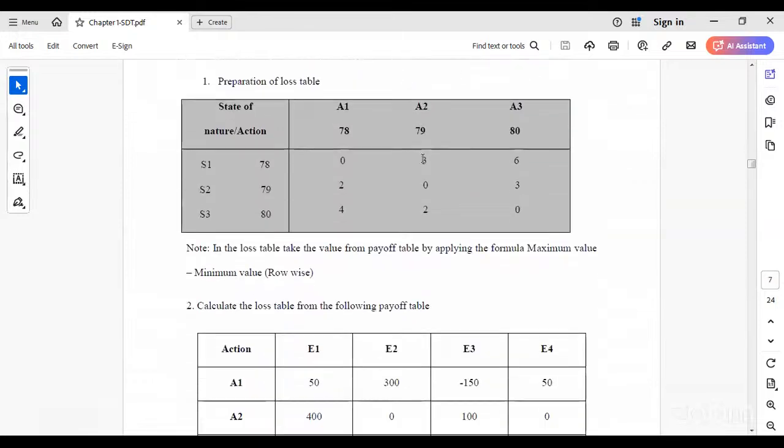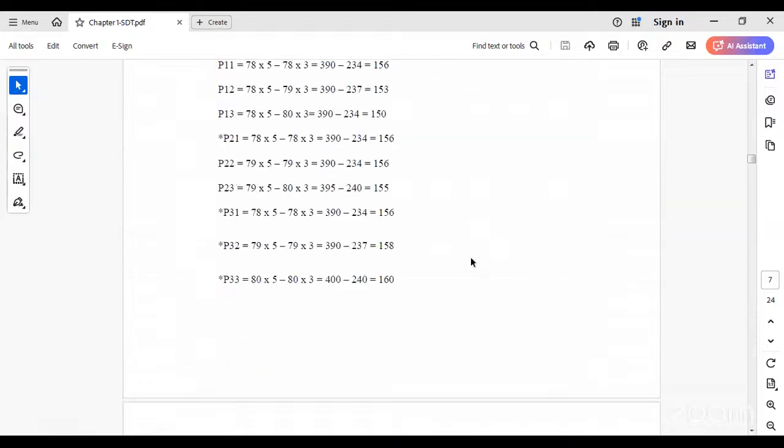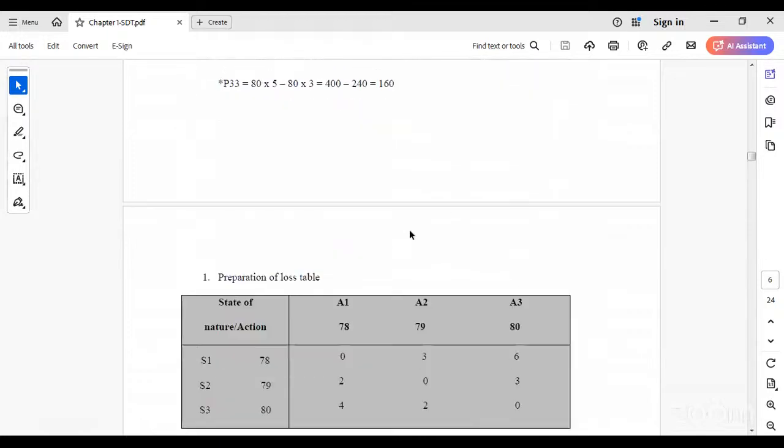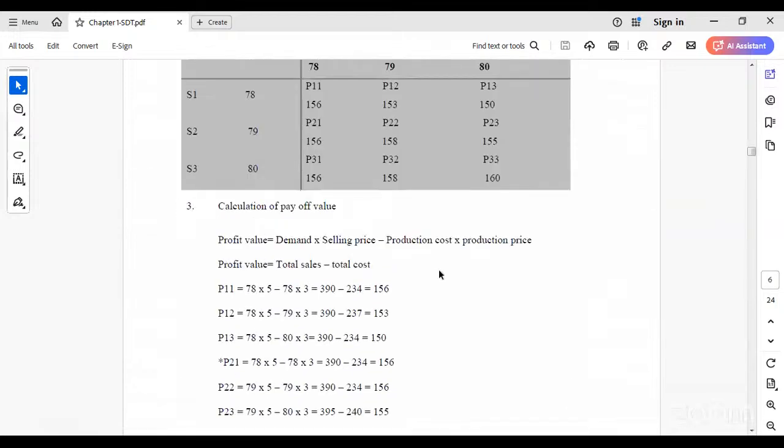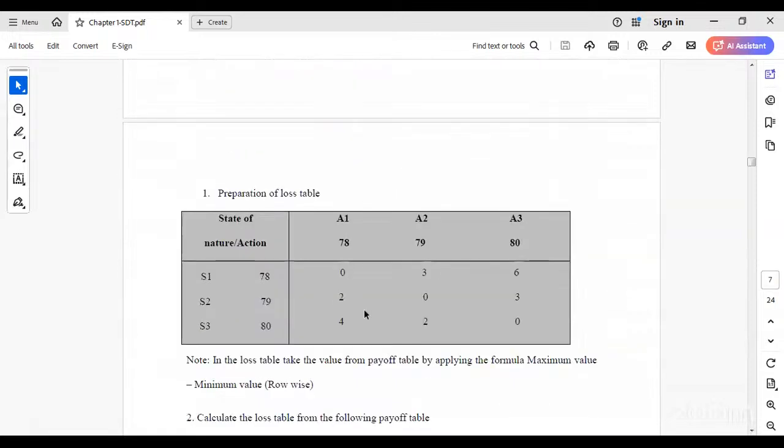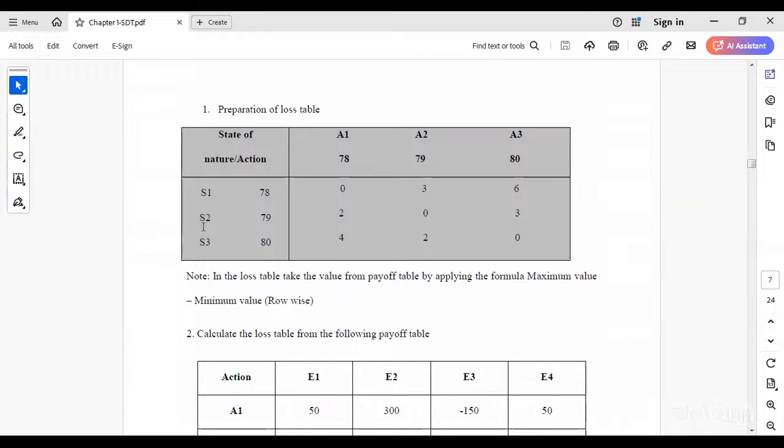The next is preparation of a loss table. In the loss table, take the values from the payoff table by applying the formula maximum value minus the value, row wise. So here the maximum value is 156. 156 minus 156 is 0. Then 156 minus 153 is 3. Then 156 minus 150 is 6. In this way we will get the loss table values.